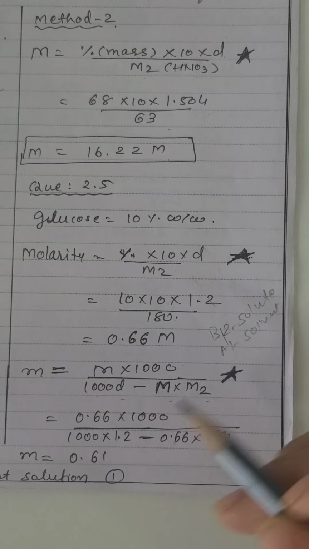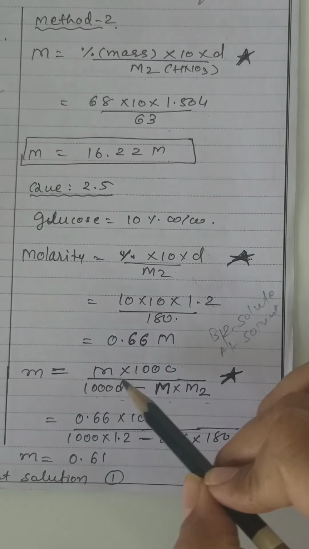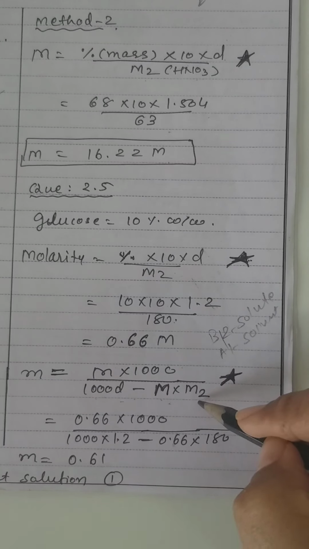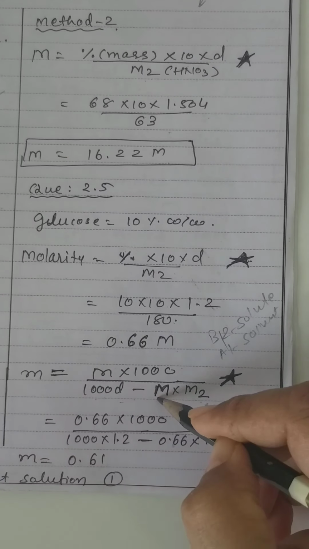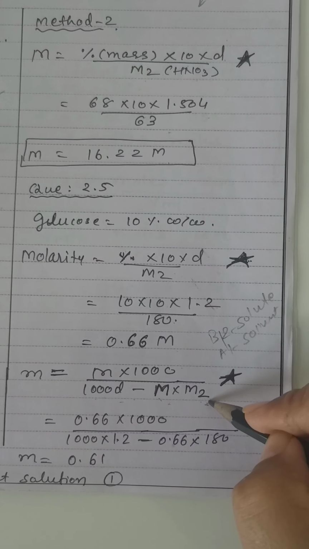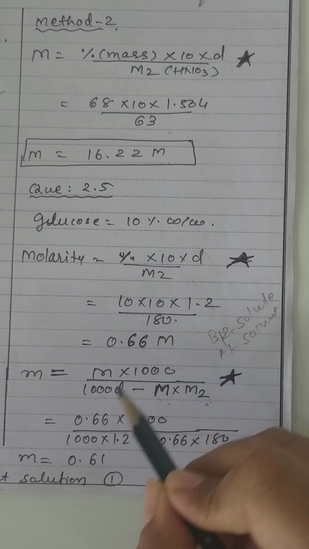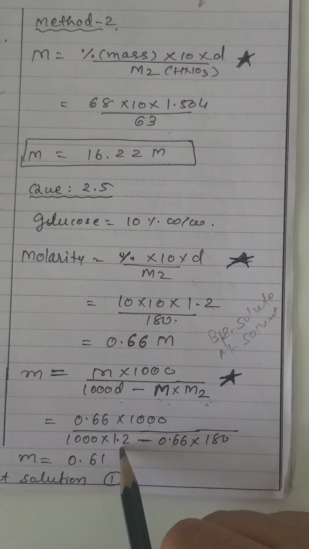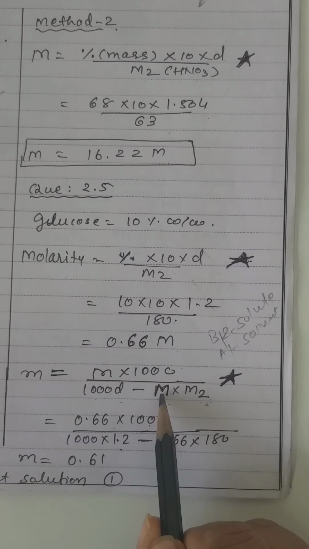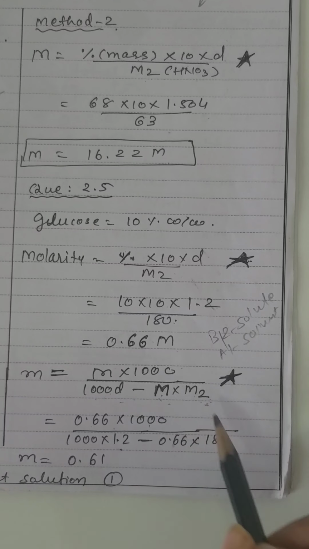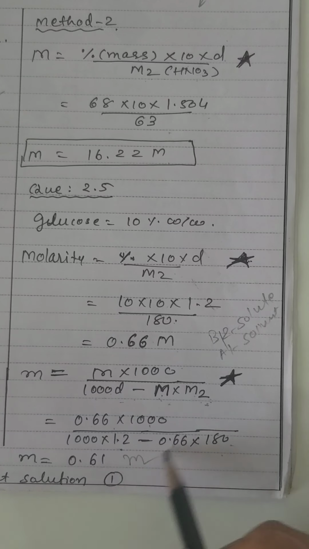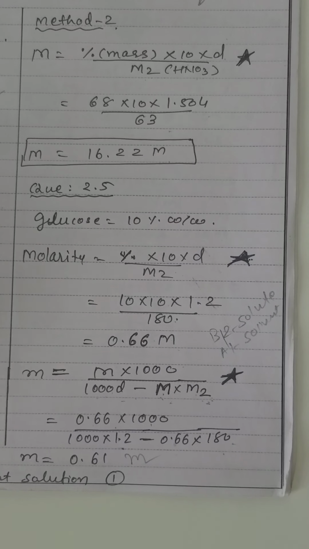So now another formula: molality is equal to molarity into 1000 upon 1000 into D minus molarity into molecular mass. This is capital M, this is small m. Molecular mass of the solute. The molarity we found is 0.66, 1000, and 1000 into D, D is 1.2, that is given. Molarity is 0.66 and molecular mass of glucose is 180. The answer we got is 0.61 molal.